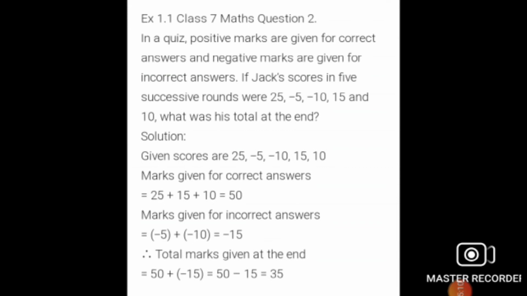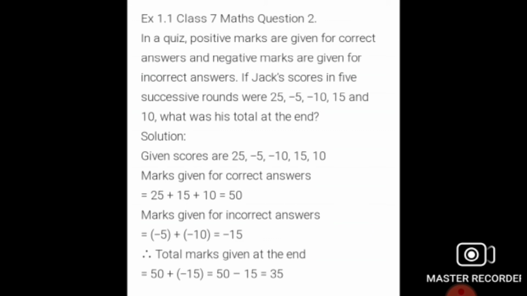Second question. In a quiz, positive marks are given for correct answers and negative marks are given for incorrect answers. If Jack's scores in 5 successive rounds were 25, minus 5, minus 10, 15, and 10, what was his total at the end? So given scores are 25, minus 5, minus 10, 15, and 10. Marks given for correct answers, you just have to add the positive marks. So 25 plus 15 plus 10. When you add, the sum is 50.